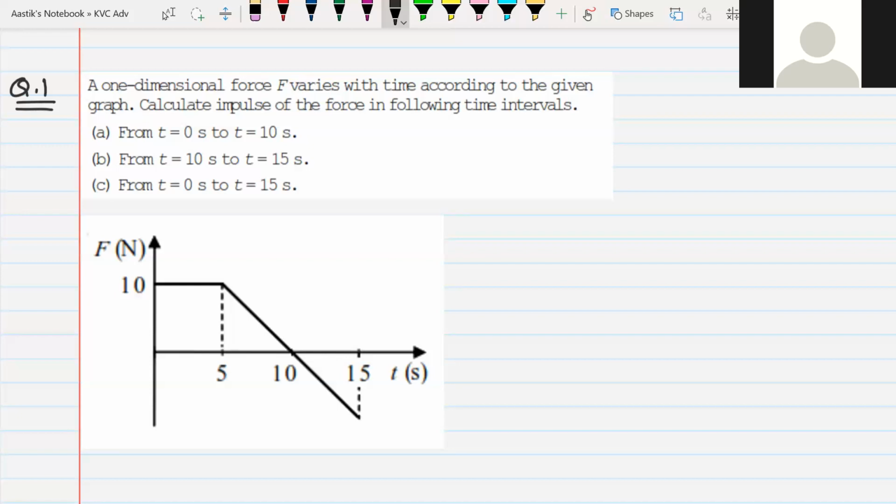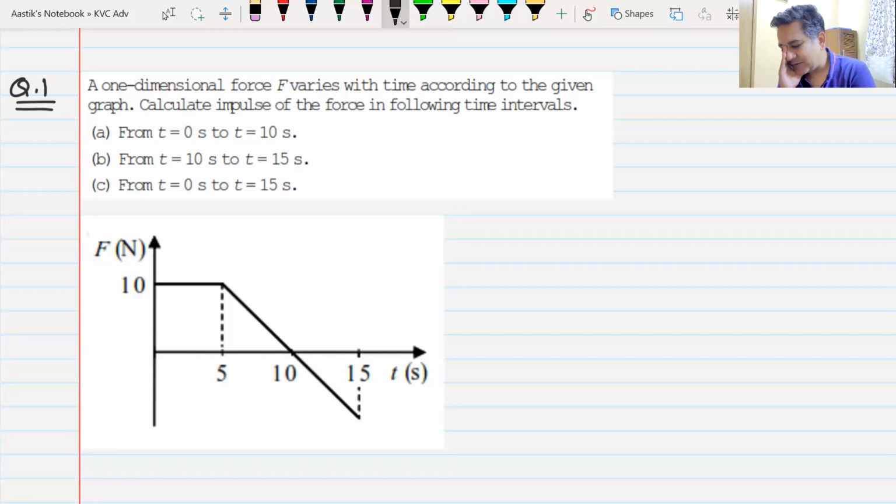Sir, it's done, sir. Yes, bacha, got the answer? Yes, sir. A is 75 newtons. A is 75 Newton seconds, not Newtons. B is 25 newtons. Arey, the unit is wrong. Impulse cannot be in Newtons. Say the answer again. Sir, 75 newtons, sir.